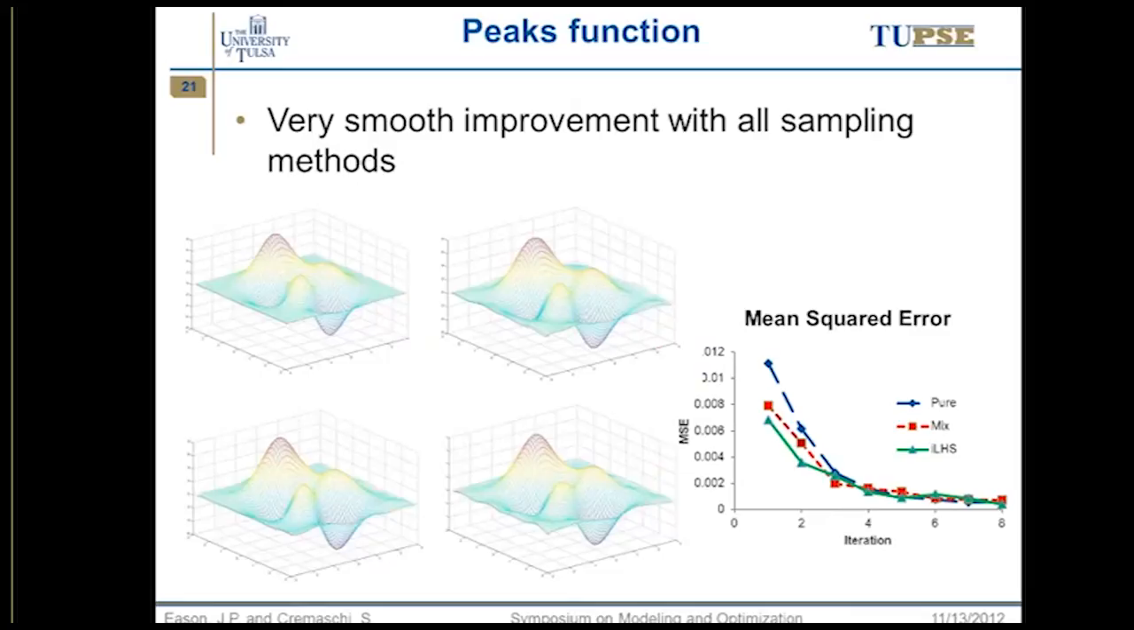The peaks function, because it's the smoothest function of them all, we see the smoothest improvement in the surrogate performance, and they all performed essentially the same, and by the time they terminate, again, we have very good fits from all 3 techniques.